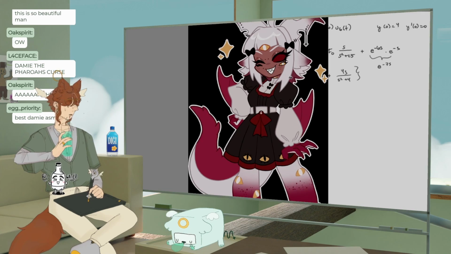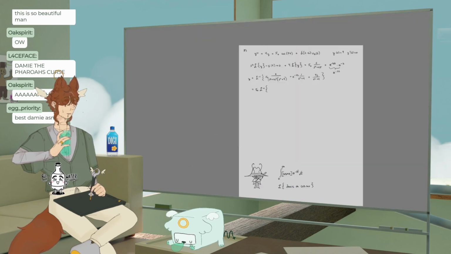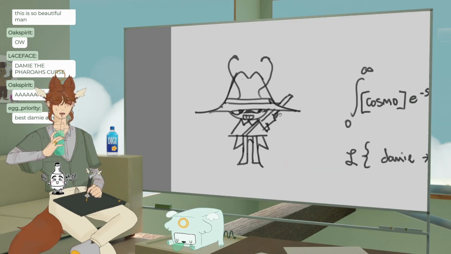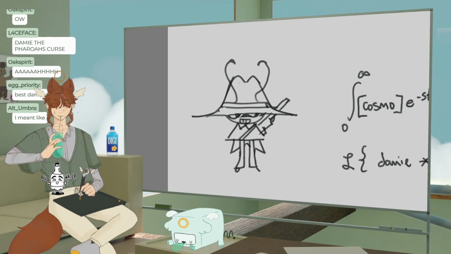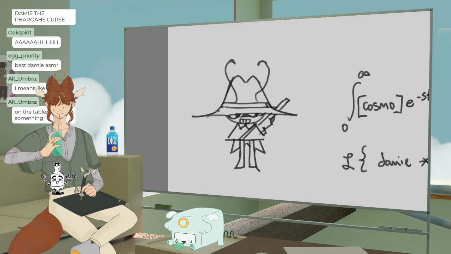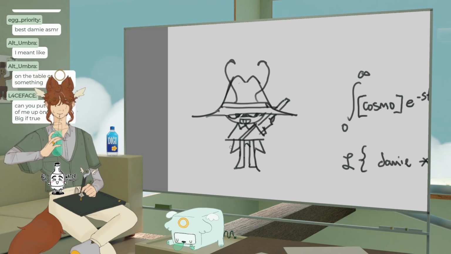Here's Umbra, by the way. I don't know why Umbra wanted me to put a picture of them up on screen. I love the Laplace. Dude, this little guy is so good. Wait, what if I gave him little feetsies, like, wait a second, little funny feetsies. Oh my god, like he has little pants. Oh no, that's like... Oh, on the table? You put a picture of me up on screen? Big if true. Oh, in my background? No, I can't. That's like actual work.